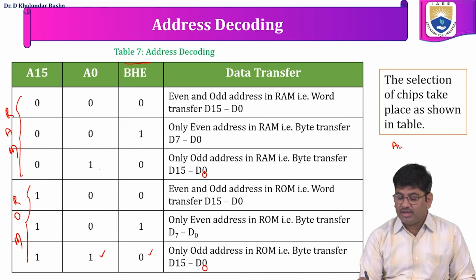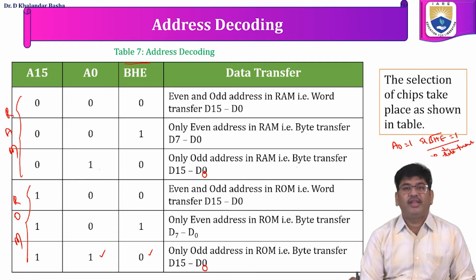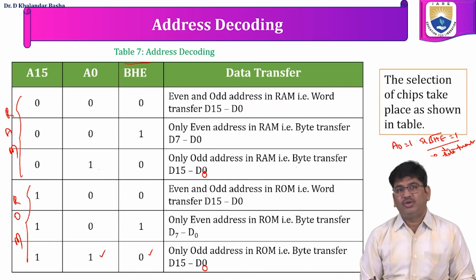The combination A0 is equivalent to 1 and BHE bar is equivalent to 1 is not used for data transfer. No data transfer will take place when A0 is equivalent to 1 and BHE bar is equivalent to 1.